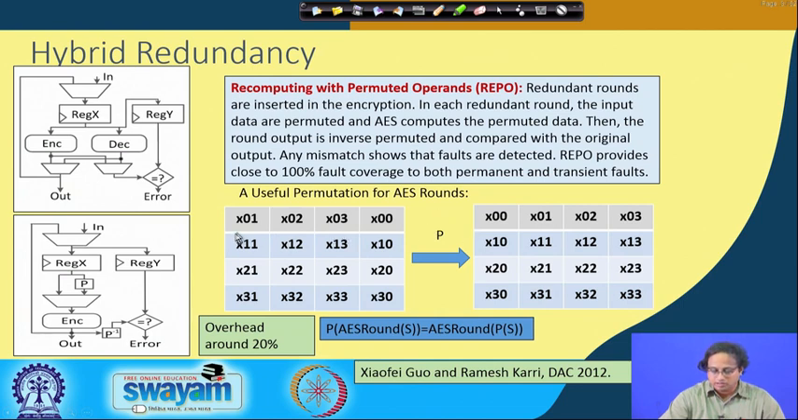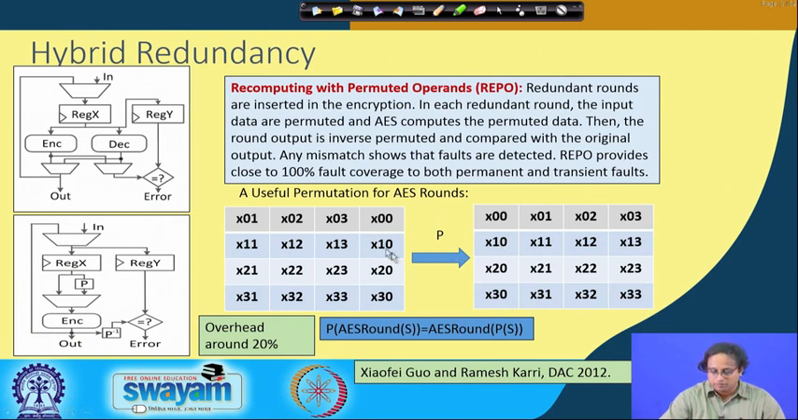And the permutation, which is an invertible permutation, is basically a cyclic left shift. As you can observe here, the 0 1 shifts over here, the 0 2 shifts over here, the 0 3 shifts over here, and the 0 1 comes over here. So you perform a corresponding shift.